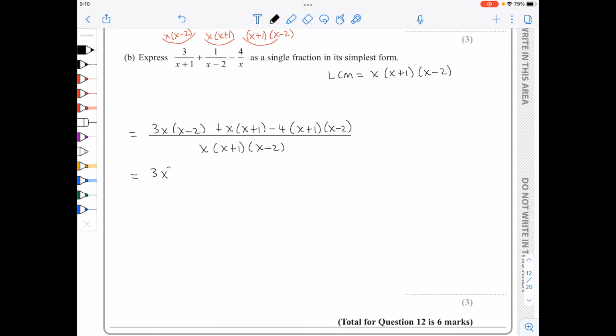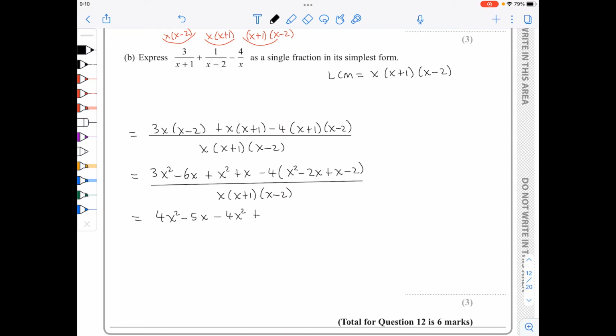It's 3x squared minus 6x plus x squared plus x minus 4 bracket x squared minus 2x plus x minus 2 all over the x plus 1, x minus 2, leading to 4x squared minus 5x minus 4x squared plus 8x minus 4x plus 8.